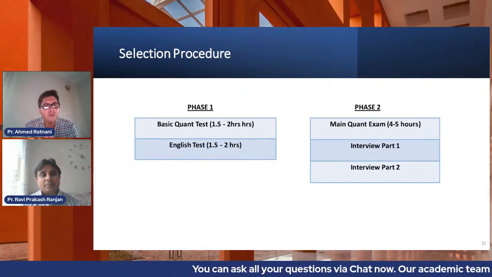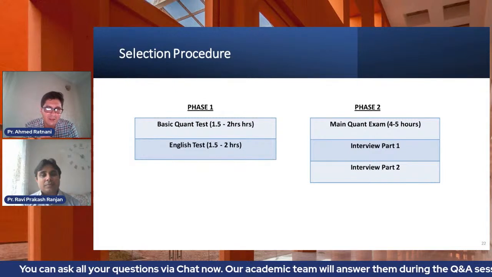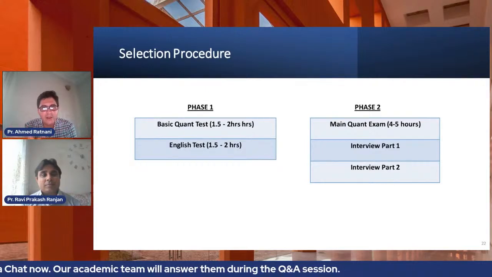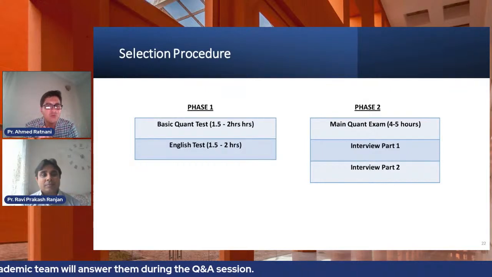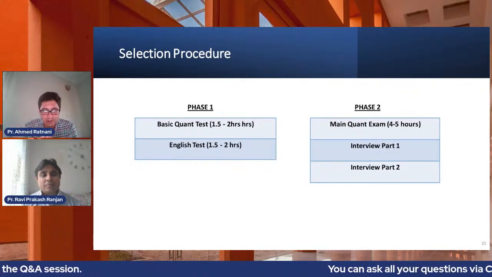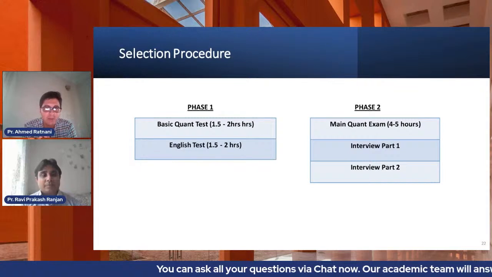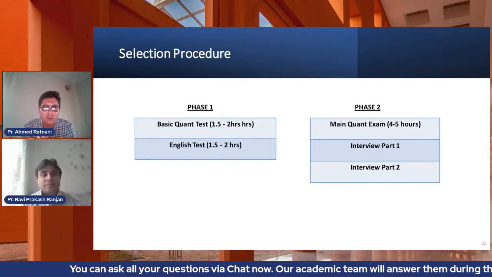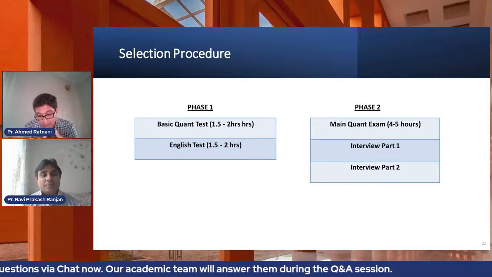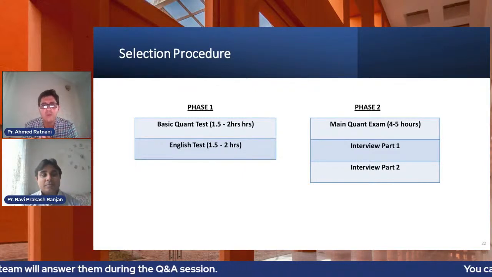After that, we will do the correction of the quant test, and only some students will be eligible to move to the second stage. And then in the second stage, so it's still in the same day, we will have this long exam. So it's basically 4 or 5 hours of exam, where students will get problems in computer science and mathematics. They choose whatever problem they want to solve.